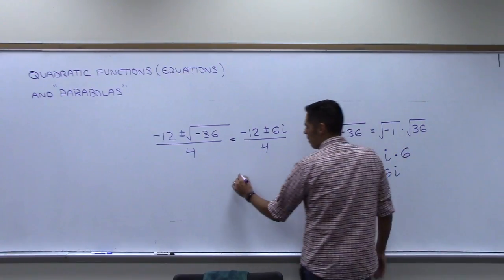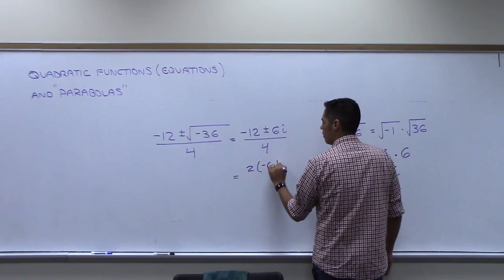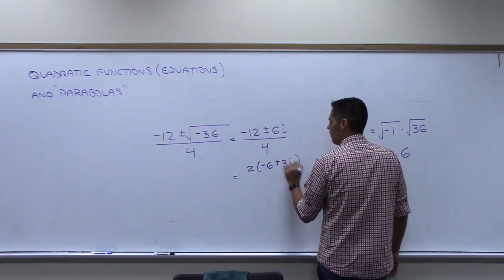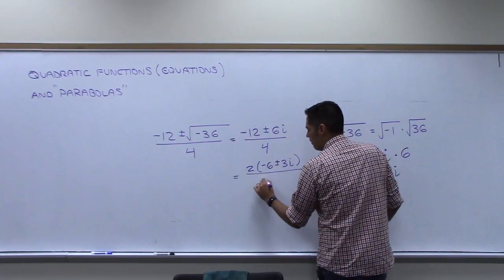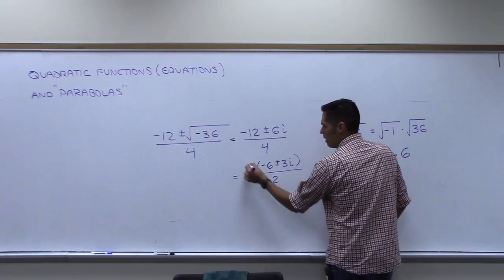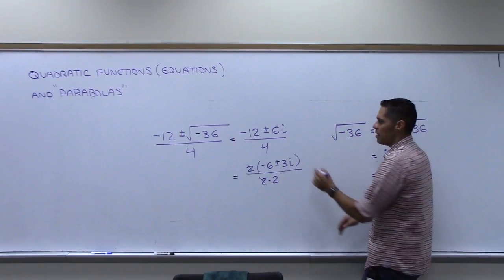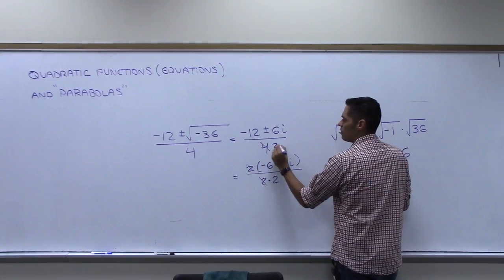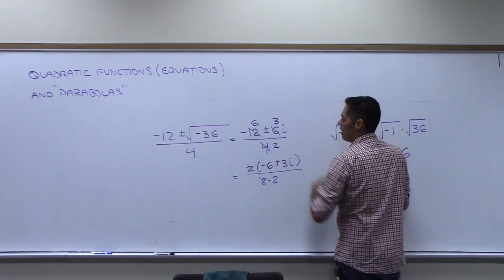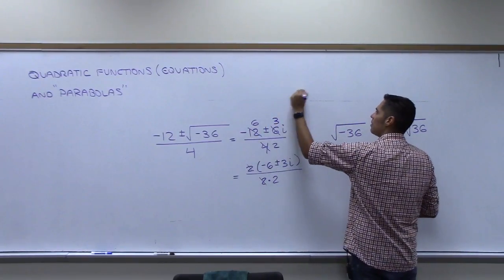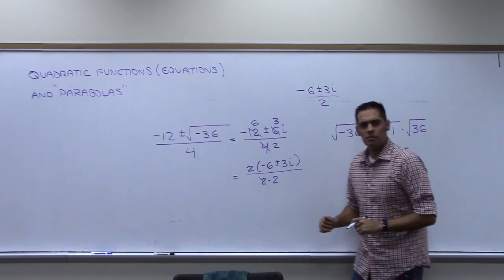Now technically, if you want to know what's happening here, you're factoring a 2 out of the top, right? I pulled a 2 out, and on the bottom I rewrite 4 as 2 times 2, and I'm canceling a factor of 2. But most people don't write that down. They just say, okay, 2 goes into 4 twice, 2 goes into 12 6 times, 2 goes into 6 3 times, and so you get negative 6 plus or minus 3i over 2. Does that make sense? Yes?